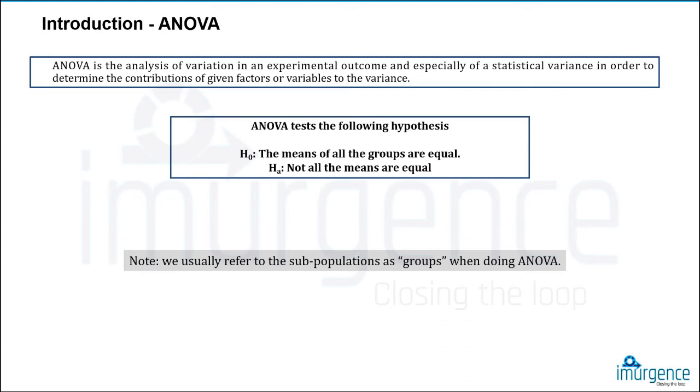So in the null hypothesis formulation, the means of all the groups are equal. So you are assuming that under standard conditions all of this data is behaving equal to each other, and the alternate is that not all the means are equal.